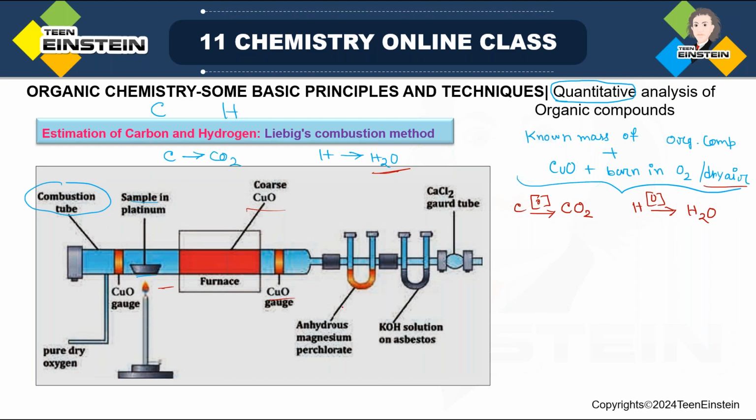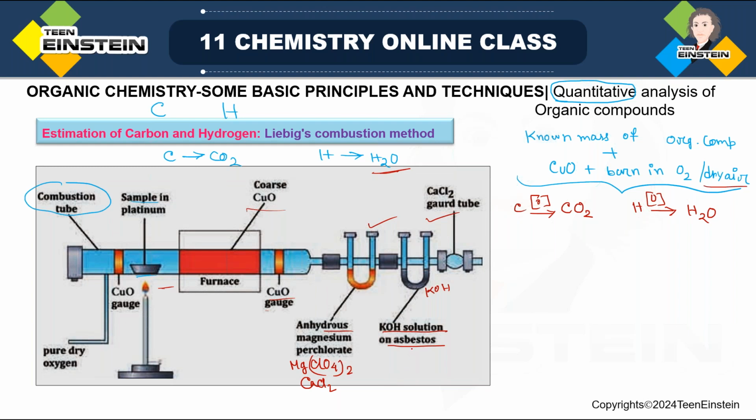Now this H2O and CO2, here you can see two U-shaped tubes. In the first U-shaped tube, you have taken anhydrous magnesium perchlorate, Mg(ClO4)2, or you can take calcium chloride, whatever it is, both are fine. Any one of these you will take, and in the second U tube, there will be KOH solution on asbestos.